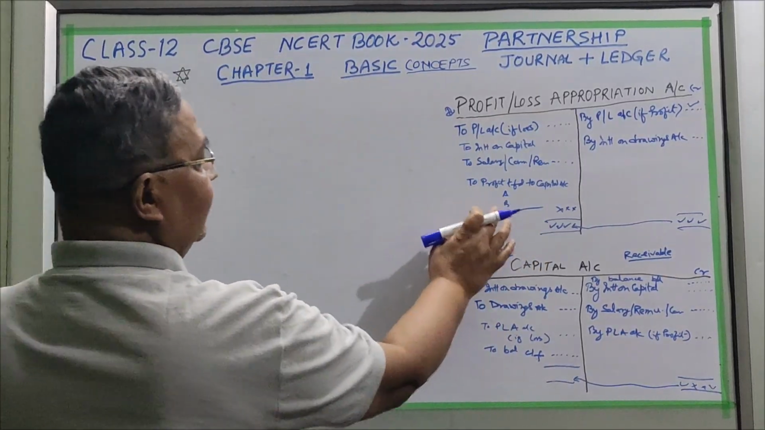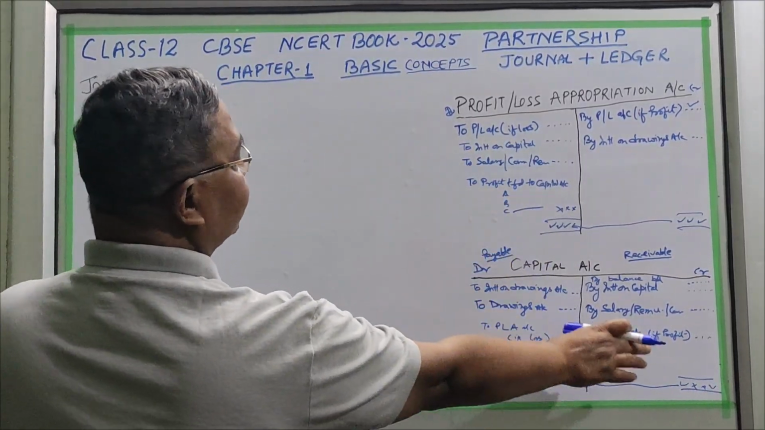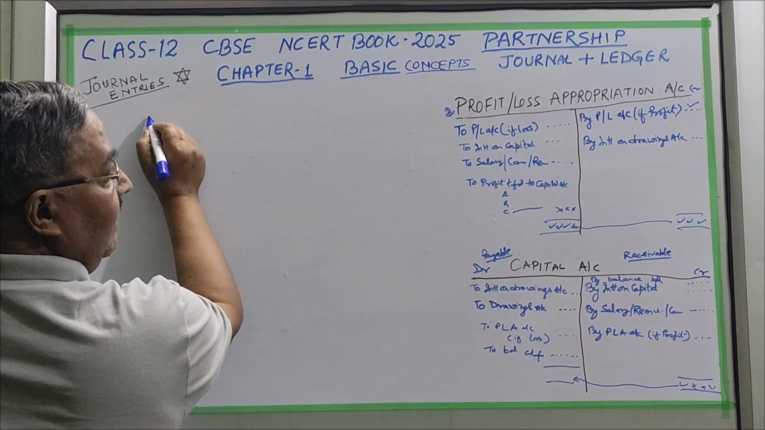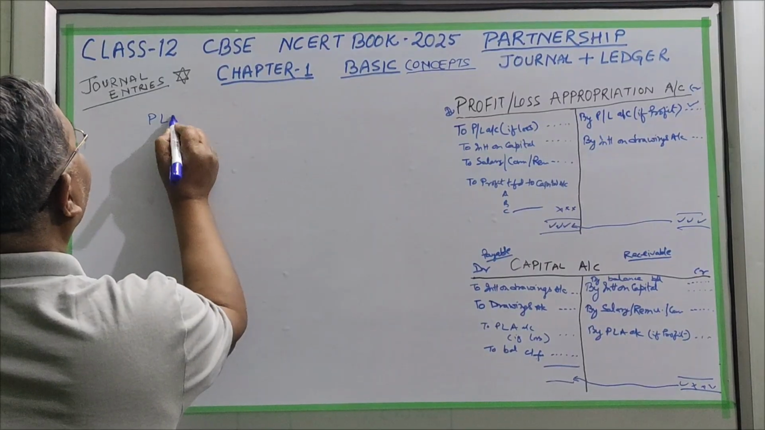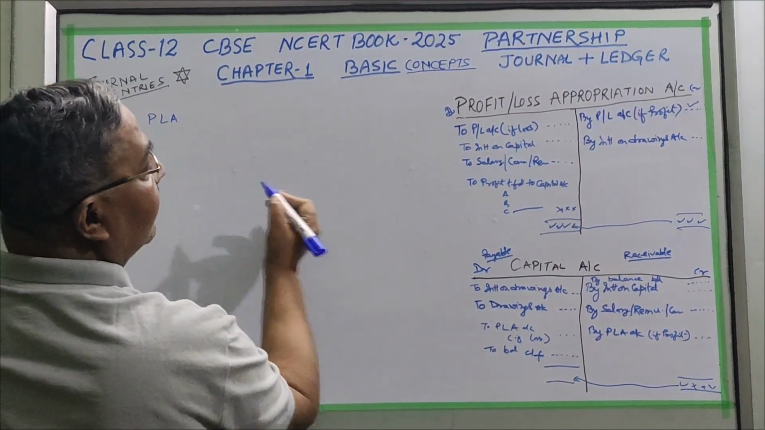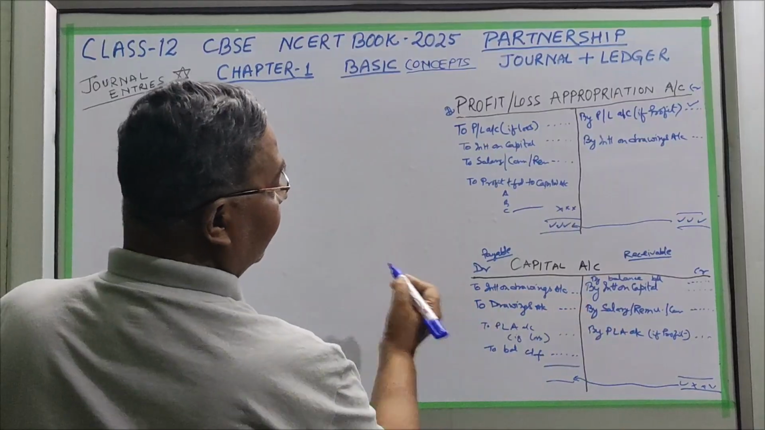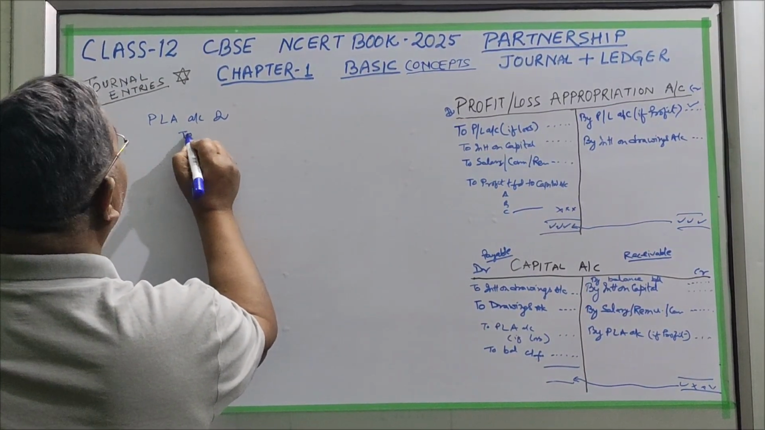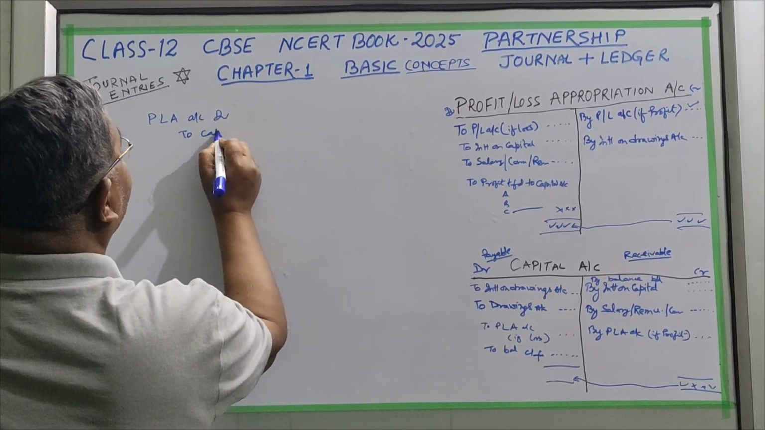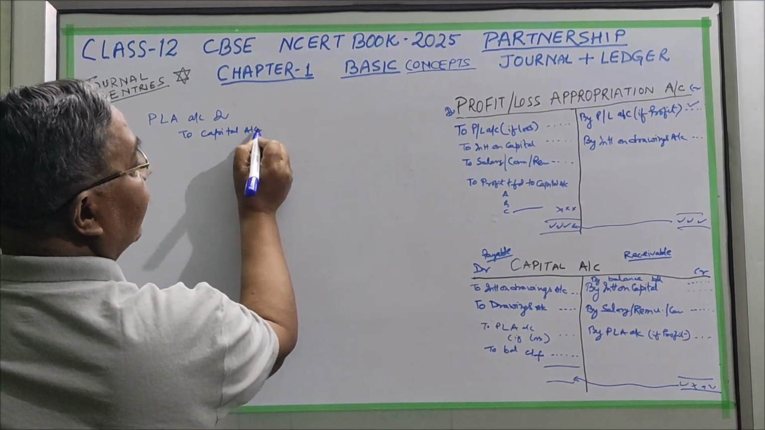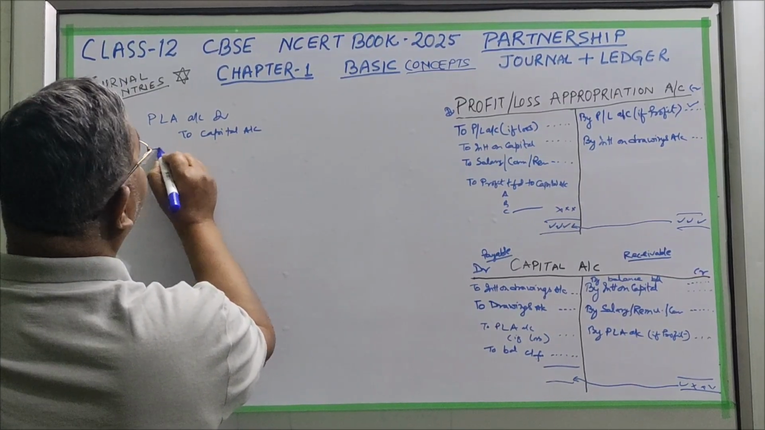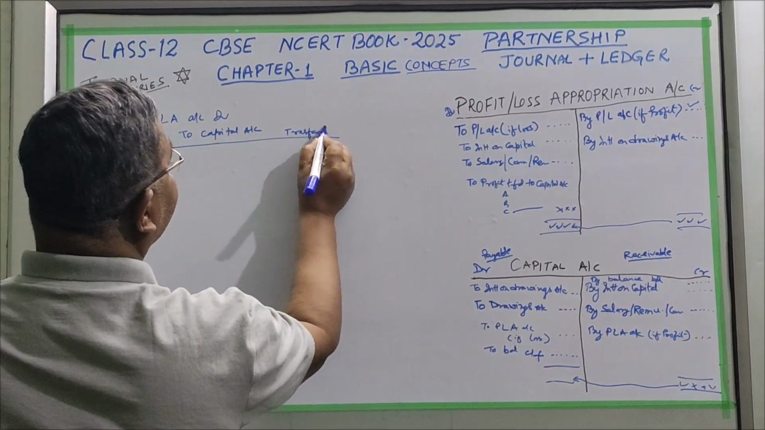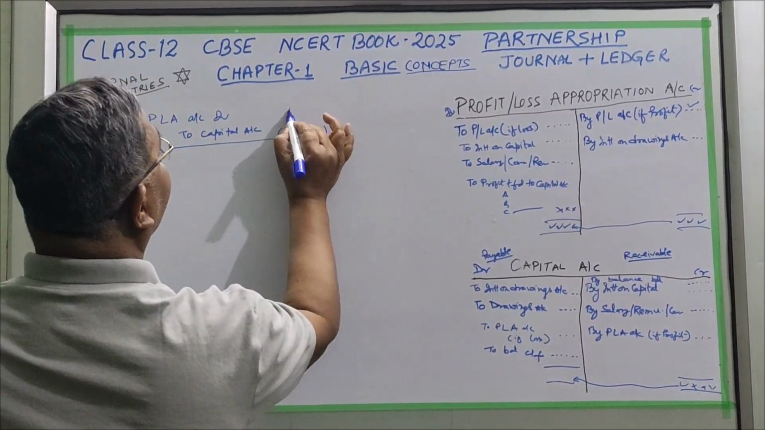Now for this also a journal entry is required to transfer profit to capital account. So first, PLA account debit to partners' capital account, to capital account, and this is the transfer entry. So due entry, no due entry.